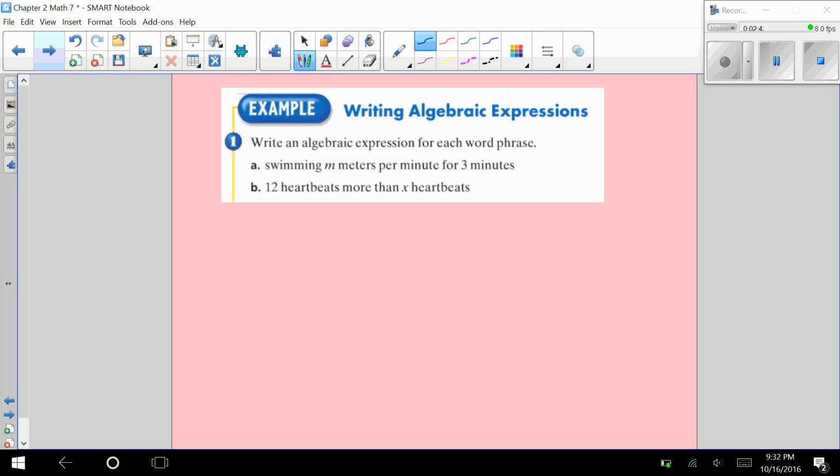Let's write some algebraic expressions. Our first one, swimming m meters per minute for 3 minutes. Now, per minute is tricky here because it's meters per minute. That's not our operation word. The for 3 minutes is our word. I swim m meters the first minute, m meters the second, m meters the third. So for part A, this is a multiplication problem, and we say 3m.